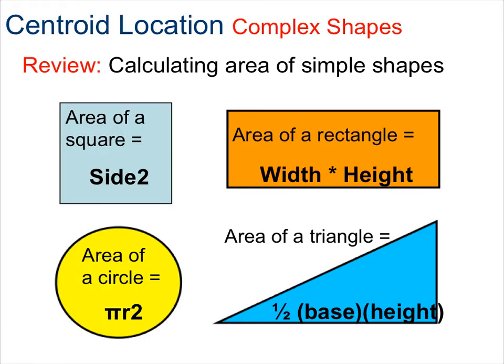To review how to calculate areas of simple shapes, the formulas here are listed. You are responsible for knowing how to find the area of a square, which is just taking the side and squaring it. Finding the area of a rectangle is the width times the height. Area of a circle is pi r squared, and the area of a triangle is half the base times the height.